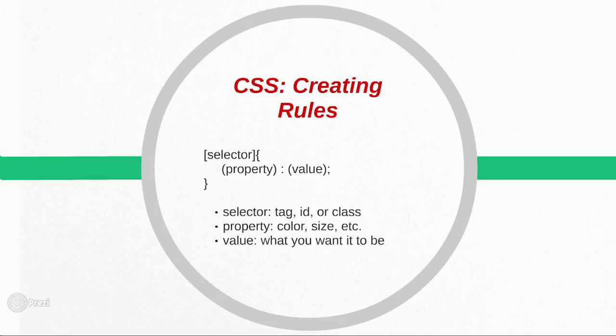But if we want a class or ID, we need to use a special symbol to let CSS know that these are IDs or classes. To tell CSS that it's an ID, we use the hash symbol, and then let's say home. So what does this ID mean? Talk amongst yourselves. Anything that's tagged with that ID.